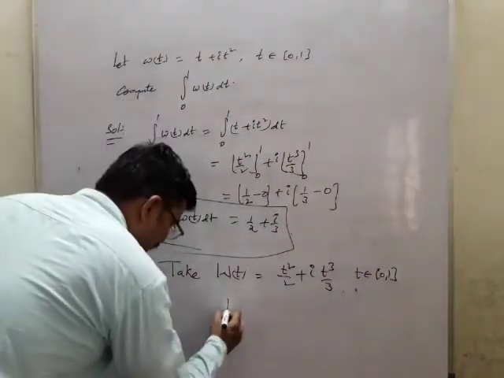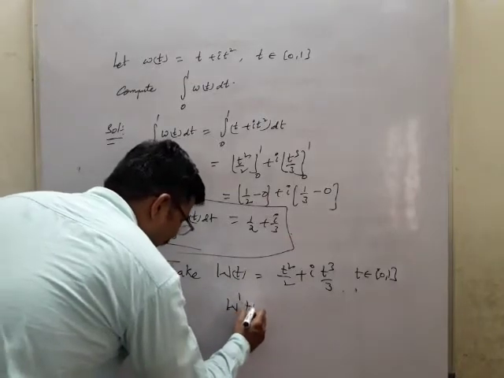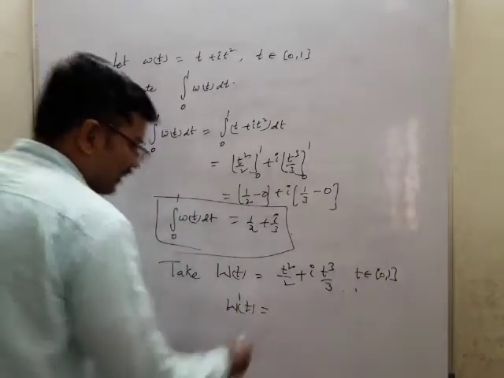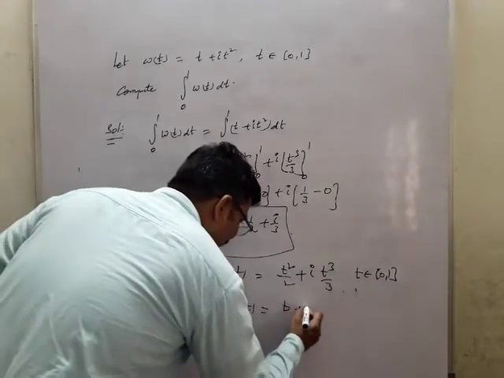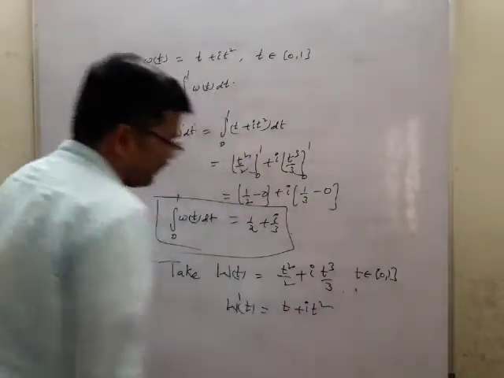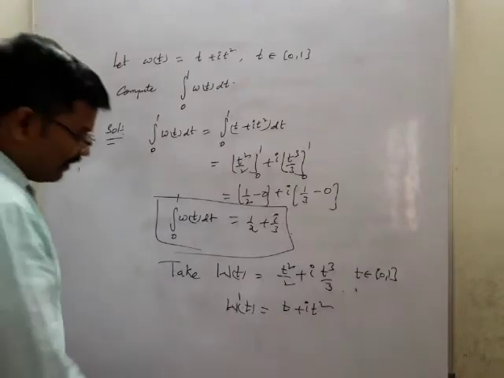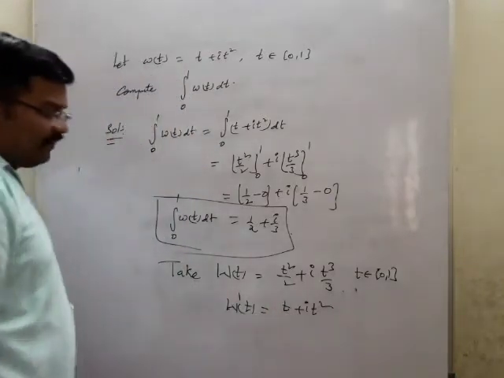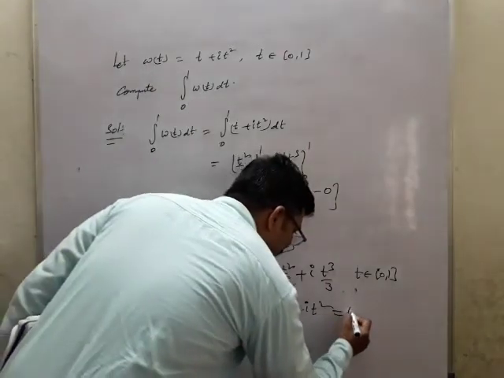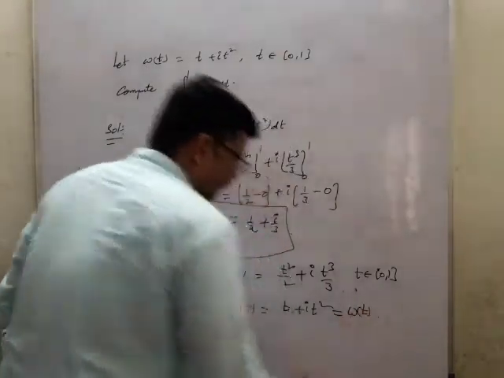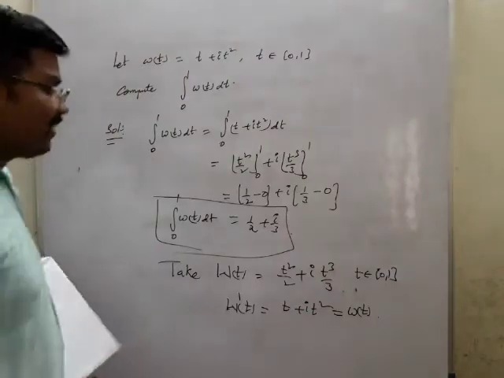Now we'll try to find out W dash of t. W dash of t is nothing but t plus i t square. Now W dash of t we got as t plus i t square, which is small w of t according to the theorem.